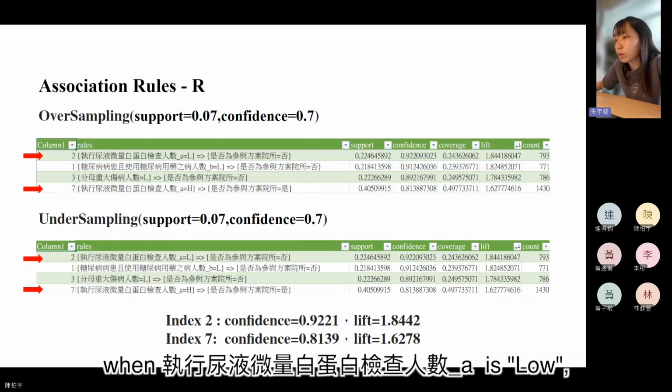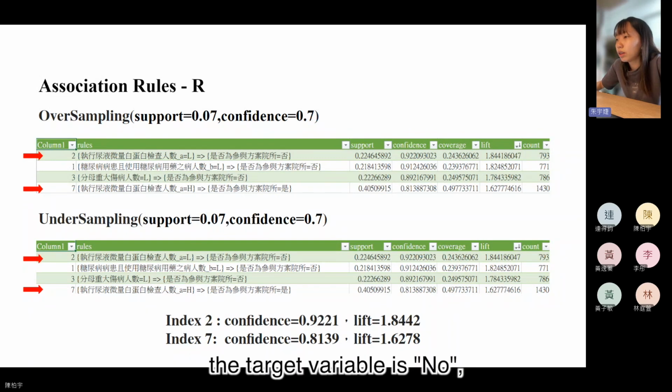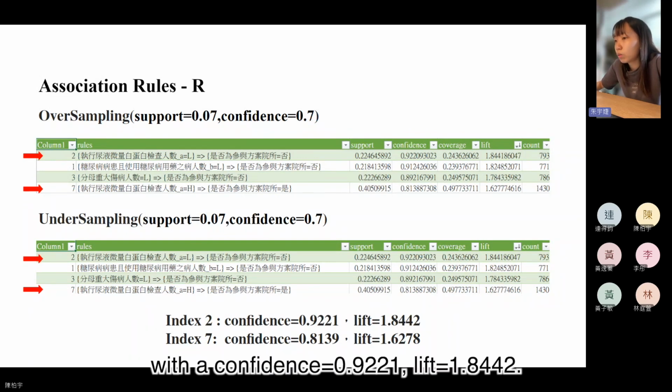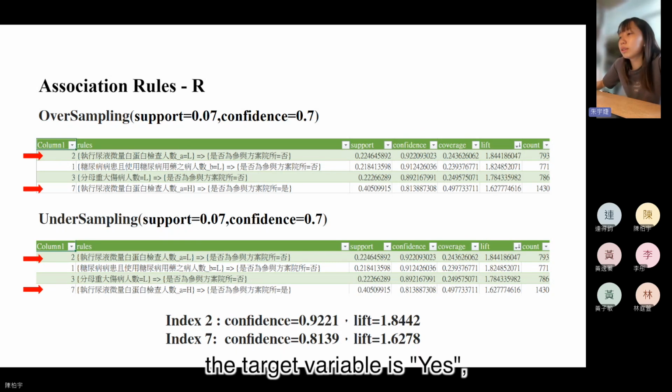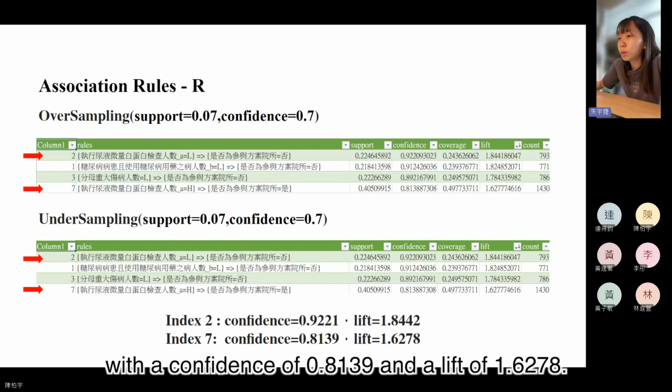At index 2, when 执行尿液微量白蛋白检查人数 -A is low, the target value is no, with a confidence of 0.991 and a lift of 1.8442. At index 7, when 执行尿液微量白蛋白检查人数 -A is high, the target variable is yes, with a confidence of 0.8139 and a lift of 1.6278.